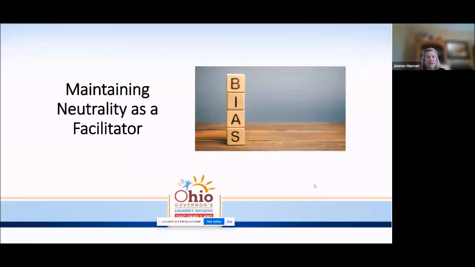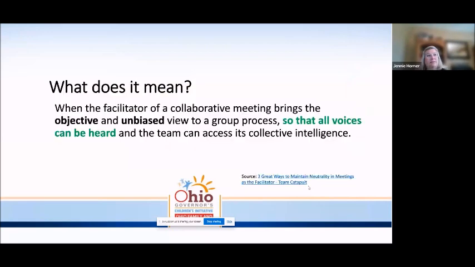So as I said, I'm going to be talking more of perceiving facilitation as being a neutral person in the room. And what does that exactly mean? It's really just being that objective and unbiased person in the room, making sure that everyone has a voice in the room so they can access its collective intelligence, so we can get everyone's opinion. So we need that person, when they enter the room, to make a conscientious effort to be that objective and unbiased person as they enter.